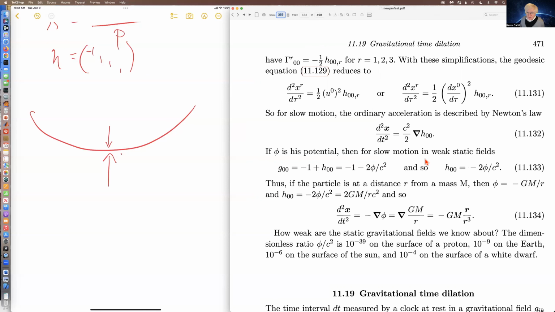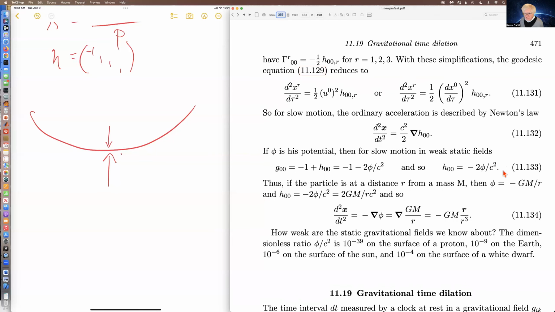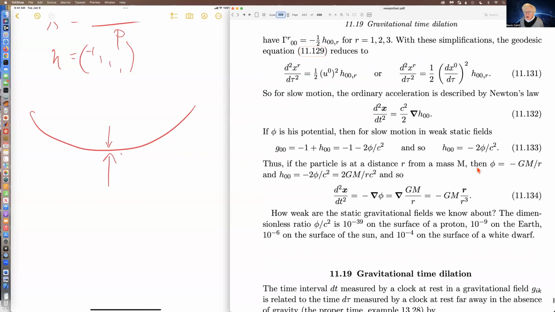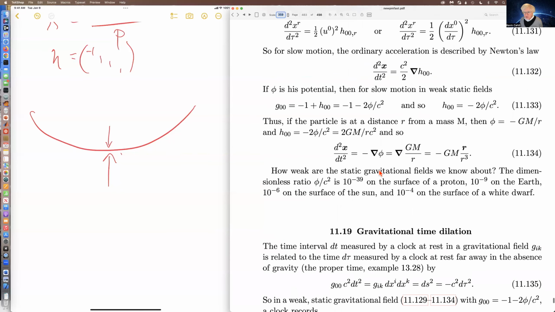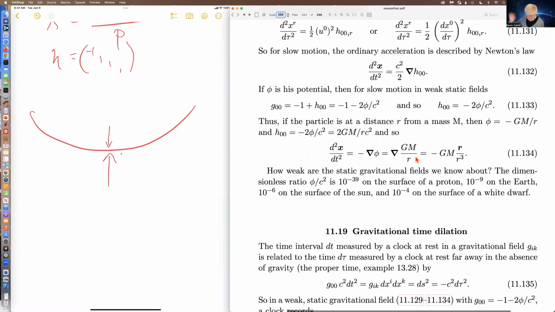one identifies the h00 as Newton's potential apart from a factor of c² and -2. And then you get Newton's equation for a particle in a gravitational field, in the sense that the particle is a distance r from a mass m. And you then have this expression here.